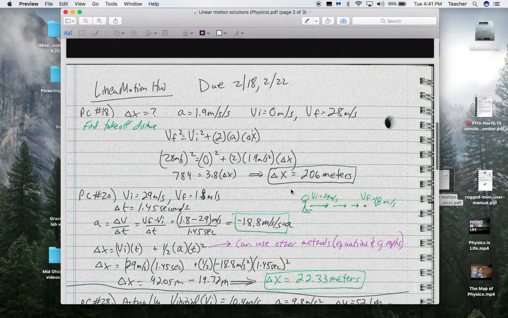For number 18, you've got a Cessna. It needs to have a takeoff speed of 28 meters per second. So that's actually a final velocity, not an initial velocity. It starts from rest, and it can accelerate at this rate. And it's asking you what's the minimum length of a landing strip.